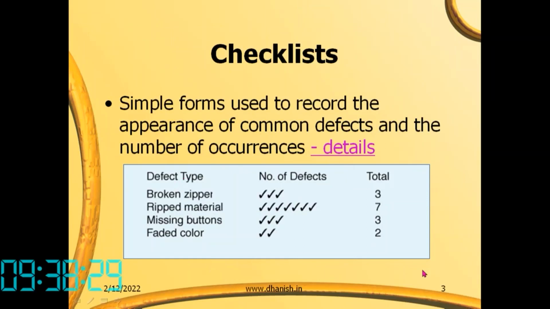So the first step is to keep track of the data in the final inspection station. What are the various defects which are being detected in final inspection? In a ready-made garment factory, this is something like broken zipper, ripped material, missing buttons, faded color, like that. You keep marking the defects.